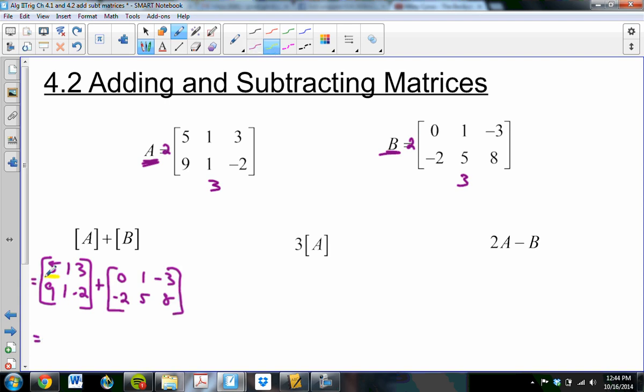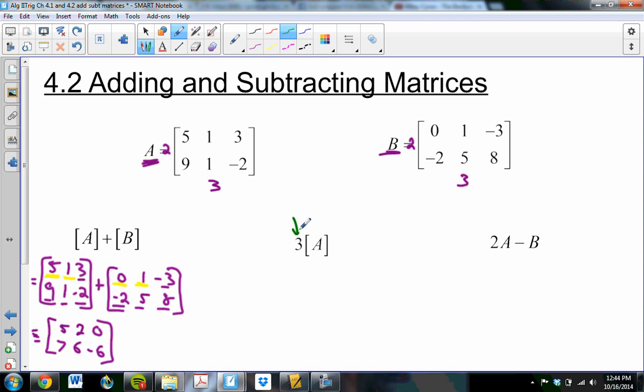So I'm going to do 5 plus 0, and I just add up those top left spots. That gives me a 5. 1 plus 1 is 2. 3 and negative 3 is 0. 9 and negative 2 is 7. 1 and 5 is 6. Negative 2 and 8 is negative 6. So you just add up the corresponding cells in each matrix.